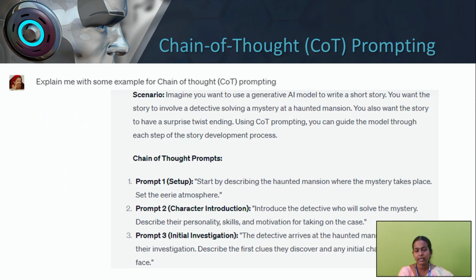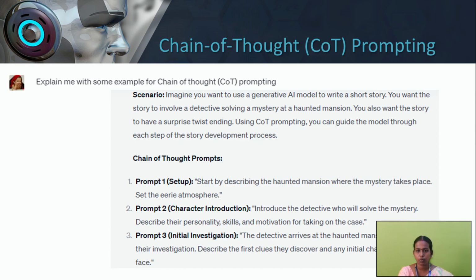Here I have provided a scenario for this. I have asked the system to tell me a short story, to narrate a short story. I have fixed the general question, but in the chain of thought prompts, I have given individual prompts. The first prompt is the setup: the short story it has to narrate should be a mystery, so it should be built around a mystery. Likewise, I have placed a condition for it.